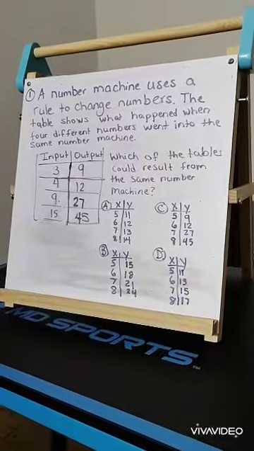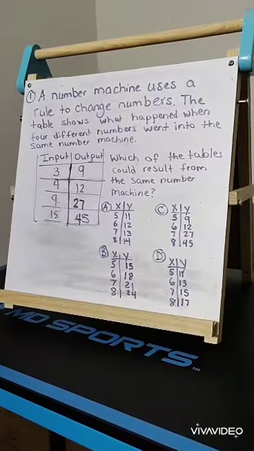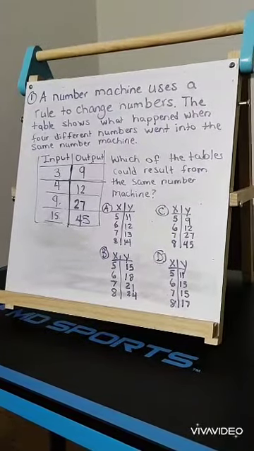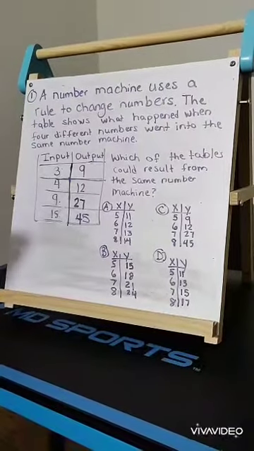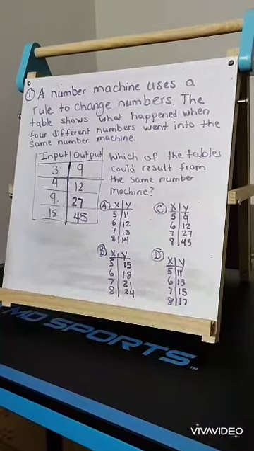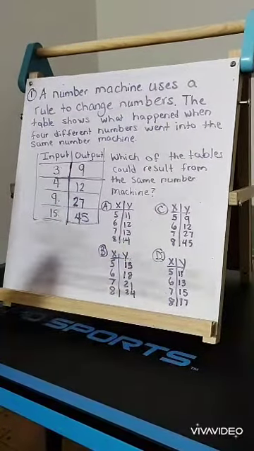Today we're going to do 2 examples of patterns in tables, and then you're going to try 3 on your own. Question number 1. It says a number machine uses a rule to change numbers. The table shows what happened when 4 different numbers go into the same number machine. Which of the tables could result from the same number machine?